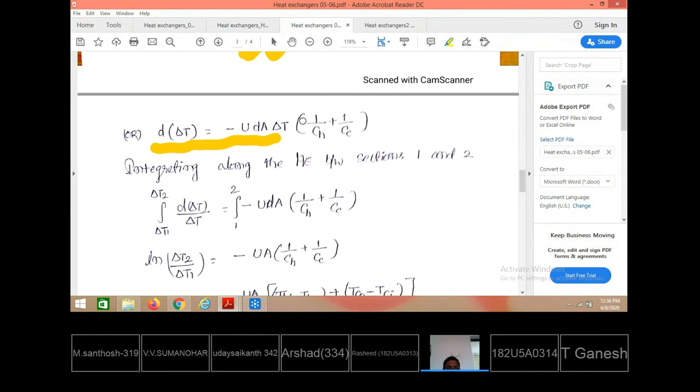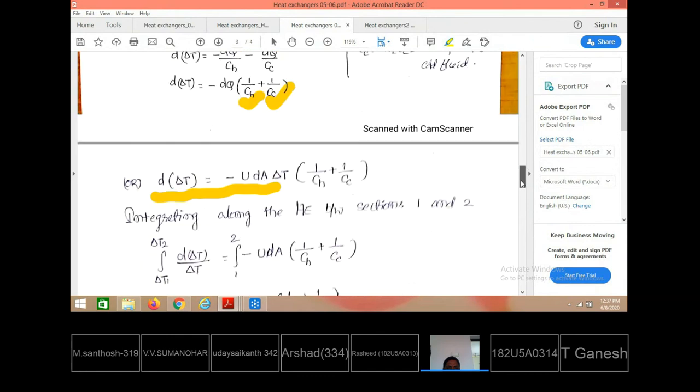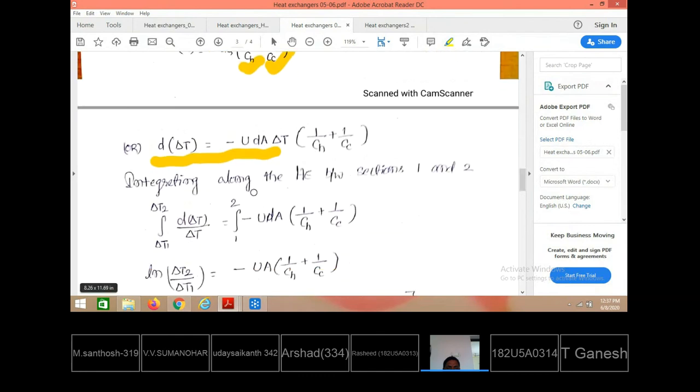delta T into of 1 by Ch plus 1 by Cc. Now from this relation, delta T also if I take to the numerator, then this will become d of delta T by delta T equal to minus U into dA into 1 by Ch plus 1 by Cc. Now for the whole heat exchange. So this is the equation written for a heat exchanger of thickness dx.